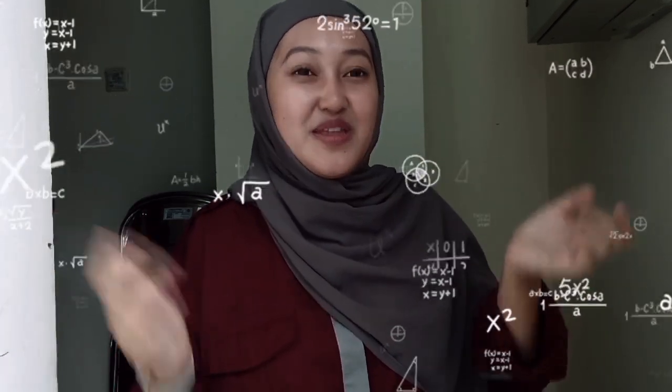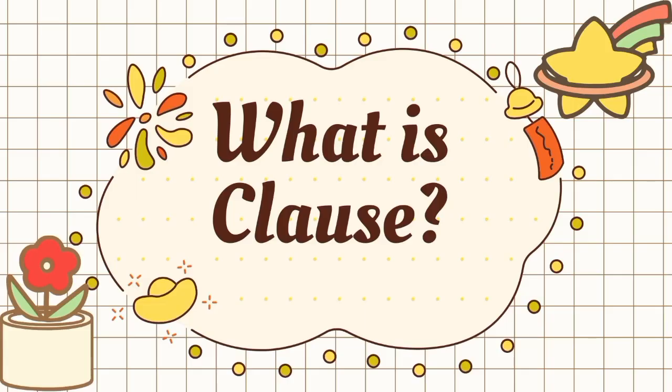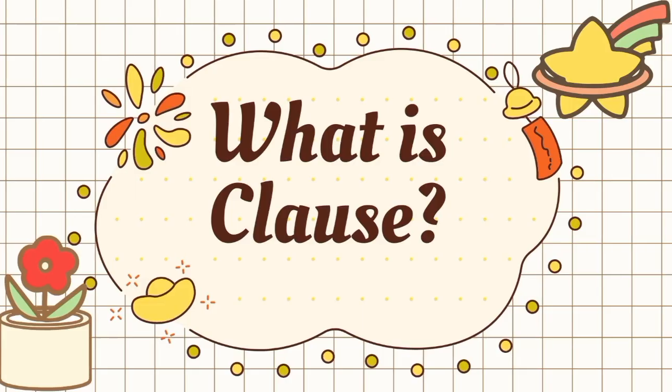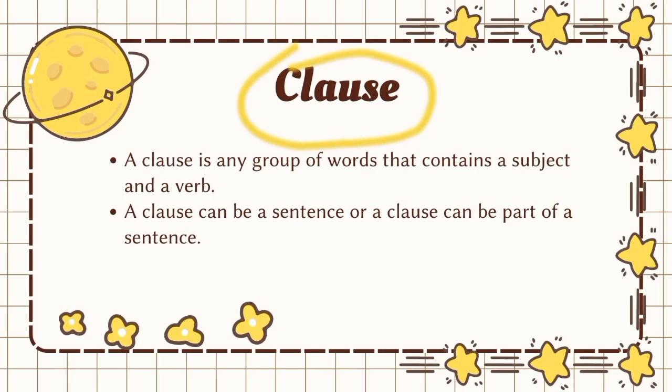In today's lesson, we are going to learn about defining and non-defining relative clauses. What are they? Keep watching till the end. Okay, let's start with what a clause is. A clause is any group of words that contains a subject and a verb. A clause can also be a sentence, or a clause can be part of a sentence.